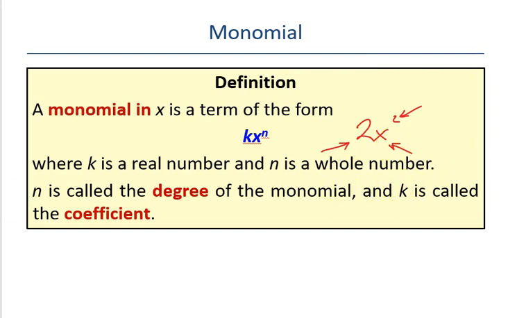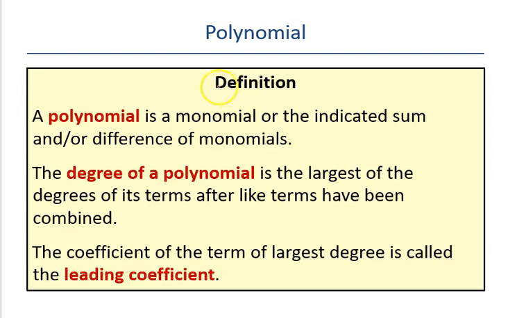Let's continue on. A polynomial is a monomial, or the indicated sum and/or difference of monomials. The degree of the polynomial is the largest of the degrees of its terms after like terms have been combined. Once we simplify it, what is the degree after that? And the coefficient of the term of the largest degree is called the leading coefficient.